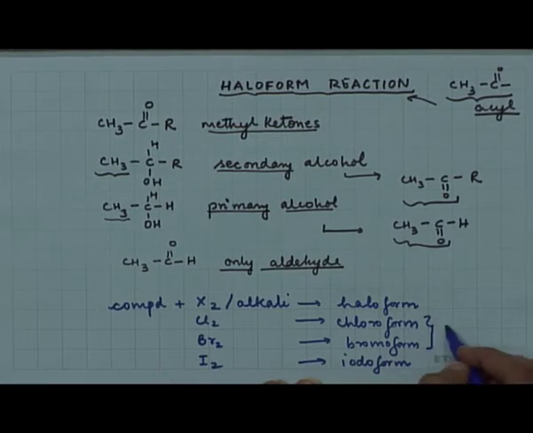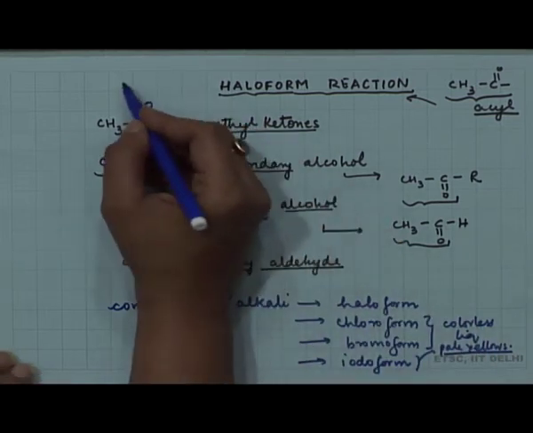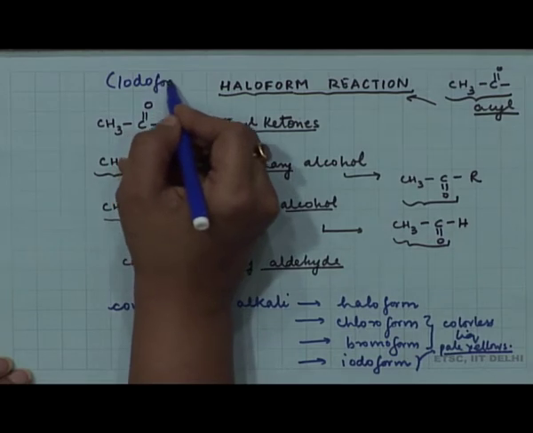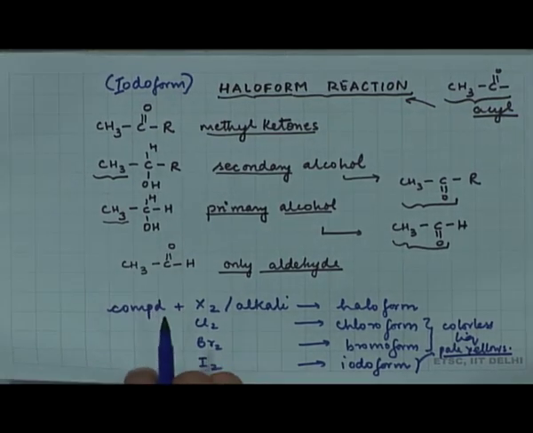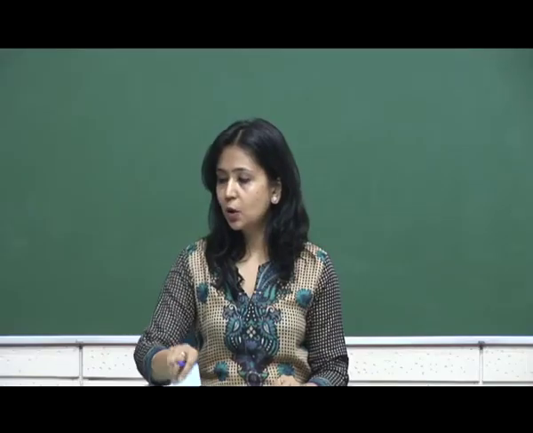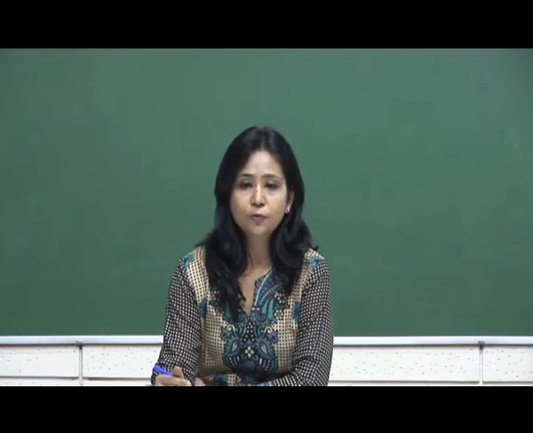Chloroform and bromoform are colorless liquids, while iodoform is a pale yellow solid. This is a pale yellow solid, and that is why this reaction is popularly known as the iodoform reaction. So, for all the different halogens, it is iodine which is the most important for this type of substrate, because you get a solid compound, iodoform, which is yellow in color. Easily you can see that and conclude that this particular molecule contains the CH3CO functionality.